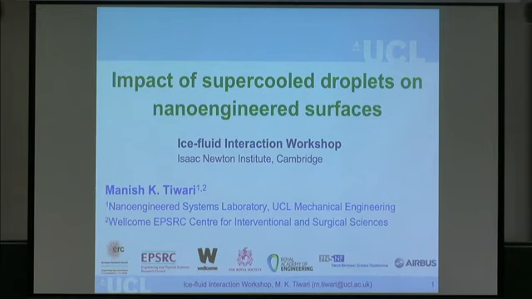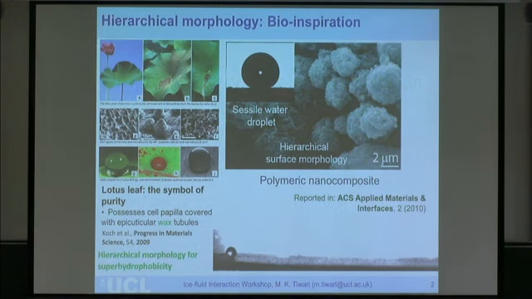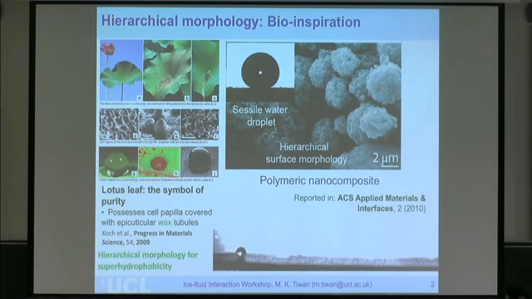So as a first measure, the question is, how does one go about designing a surface that can either delay ice formation or have low adhesion to ice as it forms on it, and so on and so forth? Well, one good place to start would be nature, and it has a lot of nice examples of surfaces.